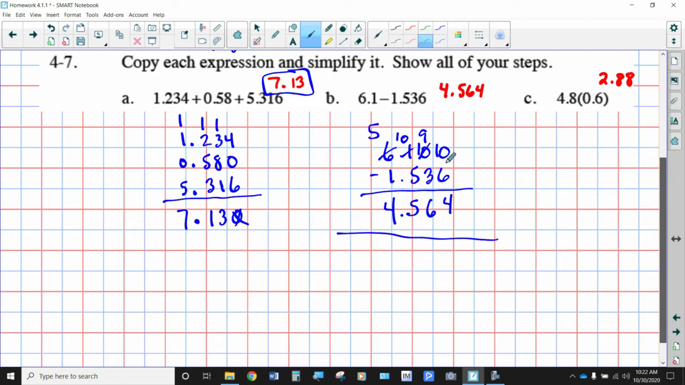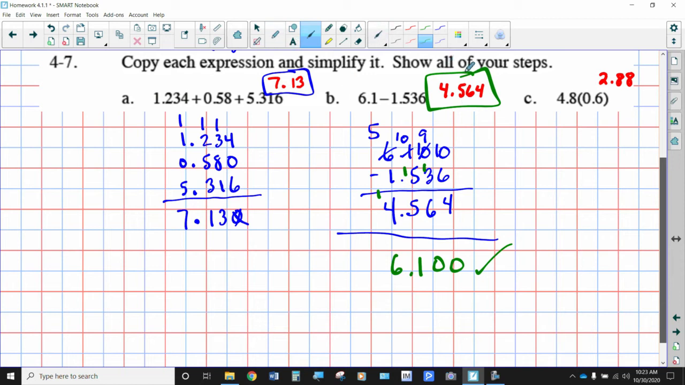I'll change my color here. 6 plus 4 is 10. Carry the 1. 1 and 3 and 6 makes 10. Carry another 1. That makes 6 and 5 makes 11. Carry another 1, and that is going to end up being 1 plus 1 plus 4 is 6. Yes, that's what we started with. So that proves that our answer is correct.